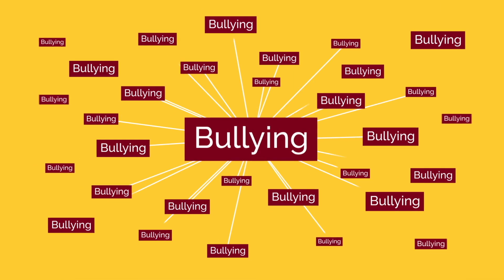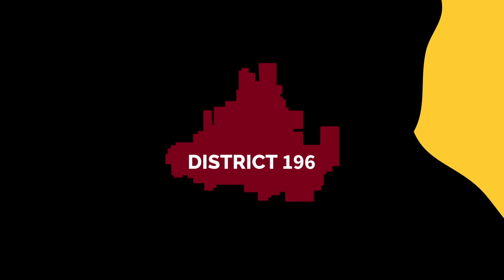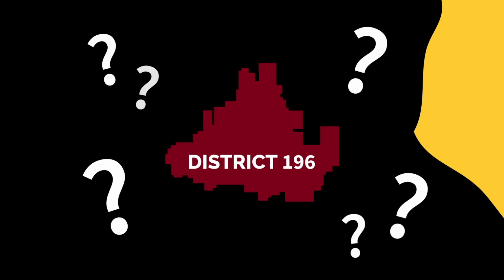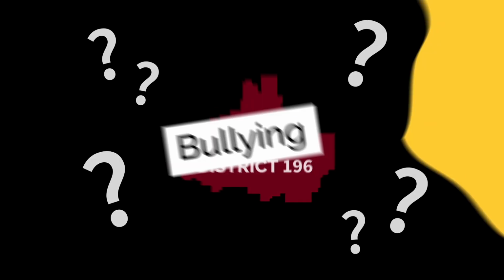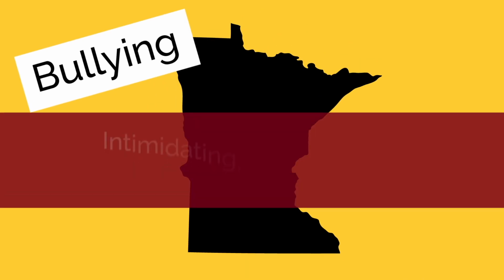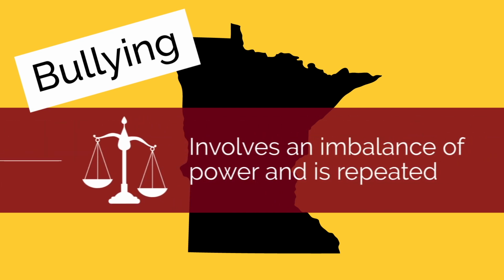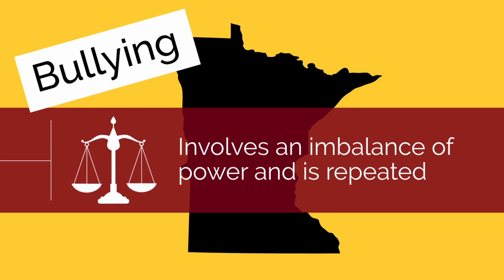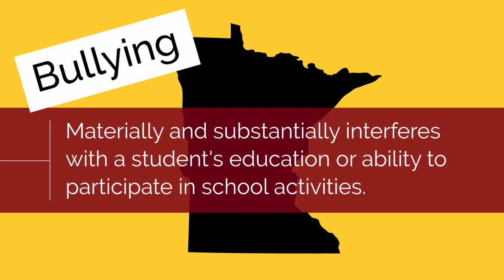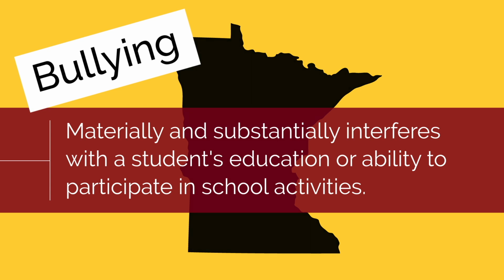Bullying. It's a complex problem that schools across the country and here in District 196 face each day. It seems like everyone has a different definition for bullying. Minnesota law says that bullying is intimidating, threatening, abusive, or hurtful conduct that is objectively offensive. In addition, the definition of bullying requires that the conduct either involves an imbalance of power and is repeated, or materially and substantially interferes with a student's education or ability to participate in school activities.